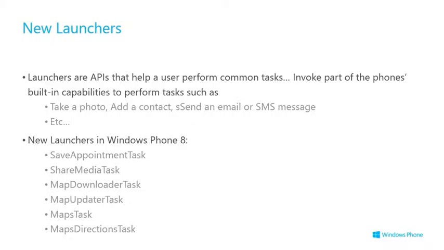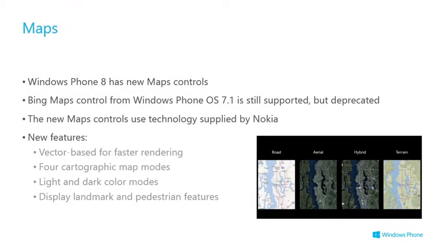And they're called launchers because the idea is that you don't have 15 slightly different ways of all doing the same thing. So you can call the launcher to do it, and that's the only way you can do these kinds of things. We've got a bunch of new ones now. So now we can create calendar appointments in Windows Phone 8. We couldn't do that before. You can share media on social networks, so photos and music. And then there's a whole bunch of new ones around the new maps control, of which more later. Excellent. In fact, of which more now.